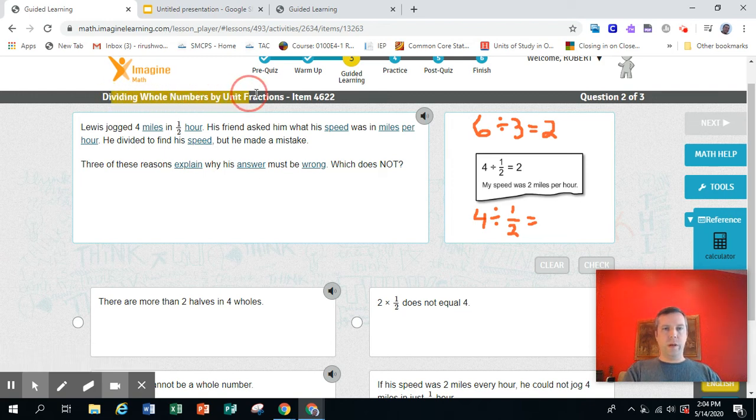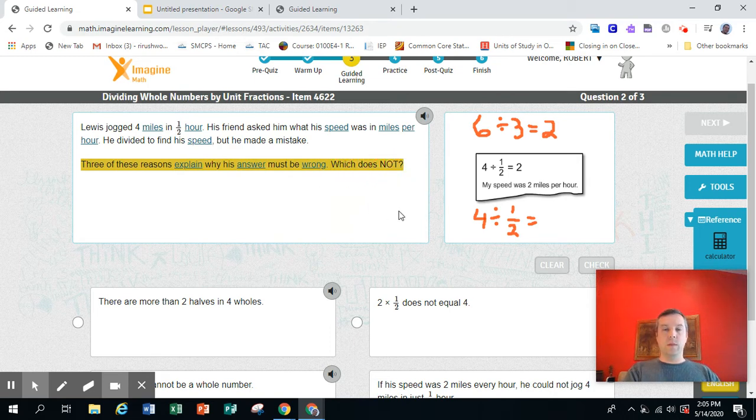Dividing whole numbers by unit fractions, item 4622. Lewis jogged 4 miles in half an hour. His friend asked him what his speed was in miles per hour. He divided to find his speed, but he made a mistake. Three of these reasons explain why his answer must be wrong; which does not?